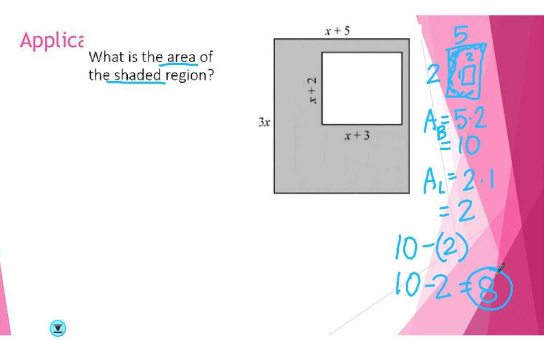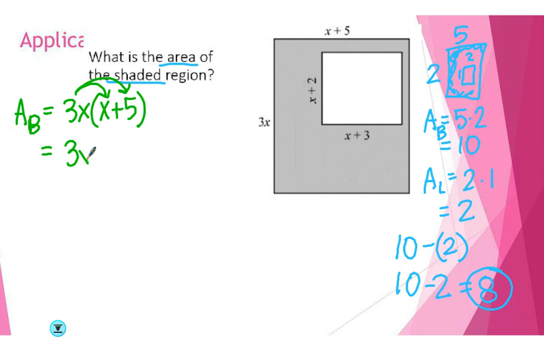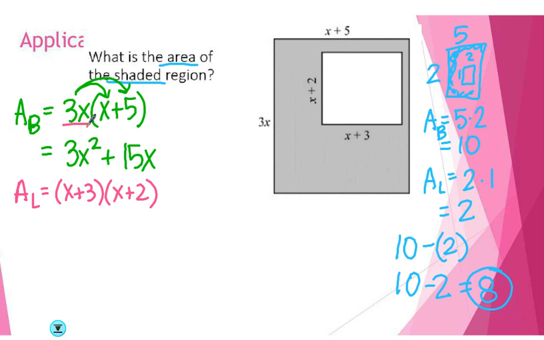So let's find the area of our big rectangle. I'm going to say A of B, B for big. So this is 3x times x plus 5. Distribute. So I get 3x times x is 3x squared, and 3x times 5 is 15x. Then I will do the area of the little one, which is x plus 3 times x plus 2. Now remember, it doesn't actually matter which order you put it in. Up here, I like to put the smaller term first. So now we FOIL, or double distribute.